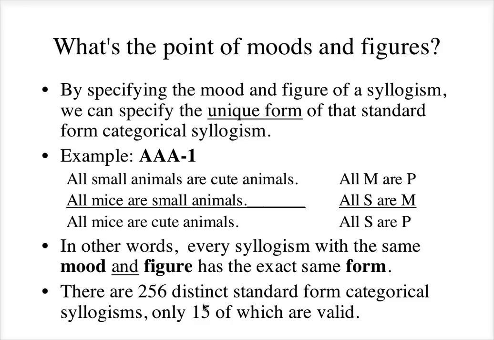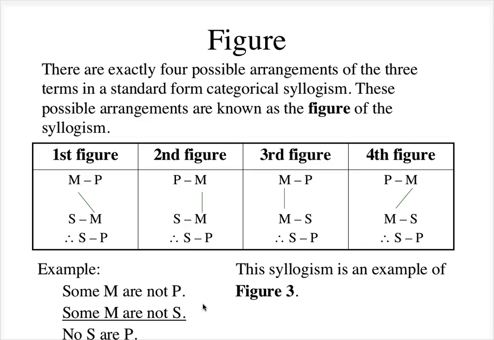I'm not going to make you do that. We're going to have another method for determining. We can actually determine using a diagram whether a given form is valid or not. I'm also not going to make you memorize the figures, okay? You do need to memorize what mood is all about and be able to identify the mood of any given standard form categorical syllogism. That's pretty easy. As soon as you have memorized what types of statements are which, which you'll need to do anyway, then once you've got it in the right order, you can just read off the mood.